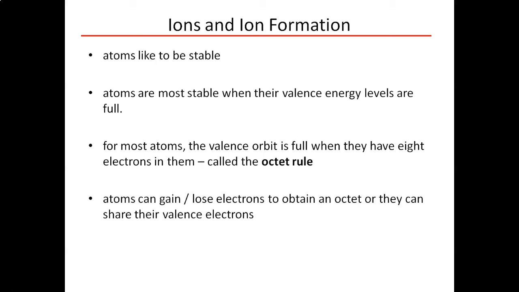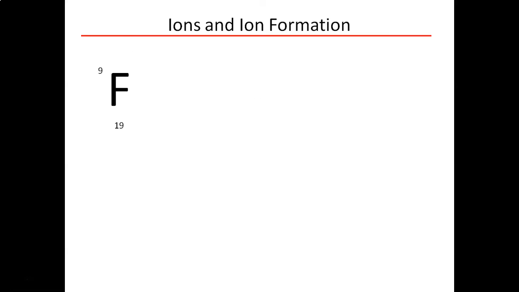Now, when we're looking at ion formation, one of the things we have to keep in mind is that atoms are most stable when their valence orbit or valence energy levels are full. And if the outermost orbit with electrons is not full, then that atom is not stable. And so it can gain or lose electrons to obtain a full valence shell. We call this our octet rule because, with the exception of our first orbit, the outermost orbits all hold 8. So let's take a look at what this means.